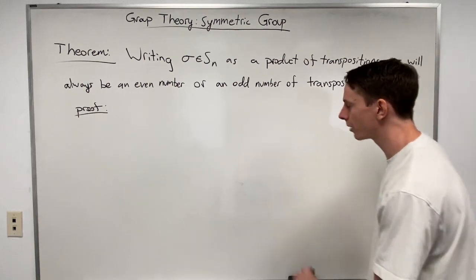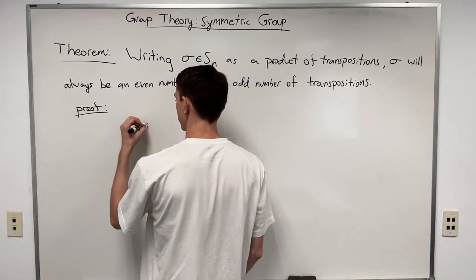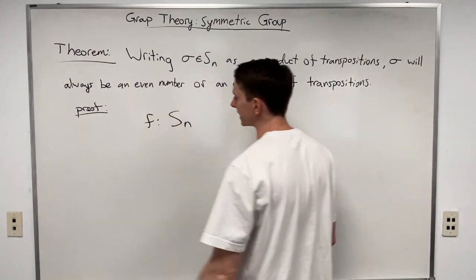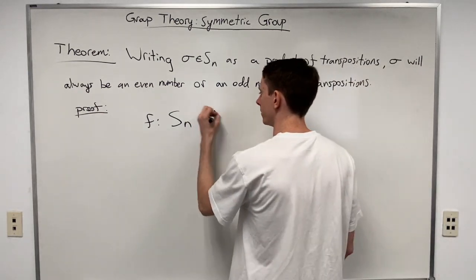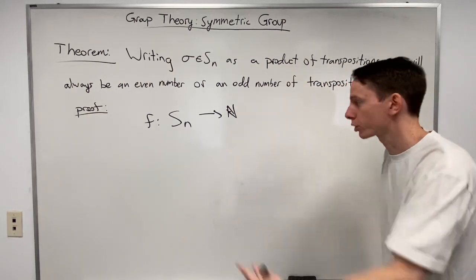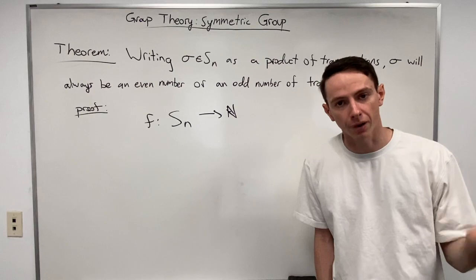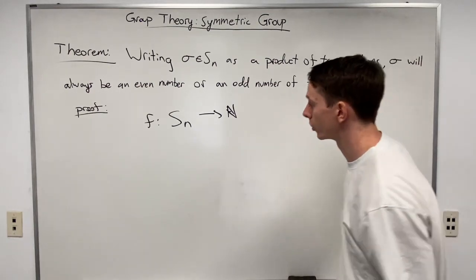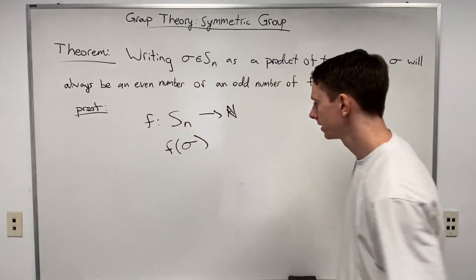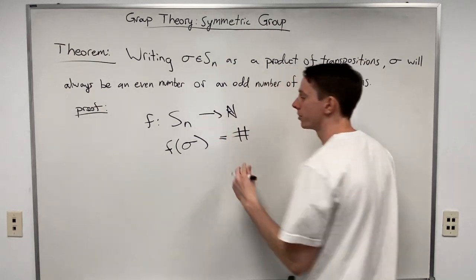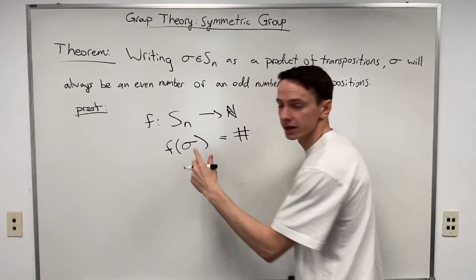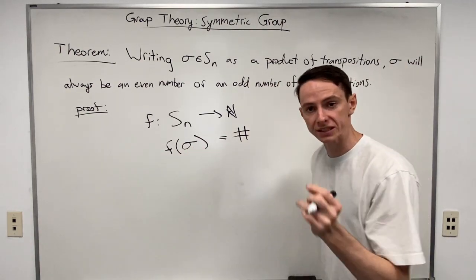So the first thing that I want to do is define a function f, and it's going to take elements from Sn and map them into the natural numbers. So it's going to take in a permutation and spit out some positive number. Now what is that number going to be? Let's say that f acts on a permutation sigma. It is going to spit out the number of cycles that sigma has when written in disjoint cycle notation.